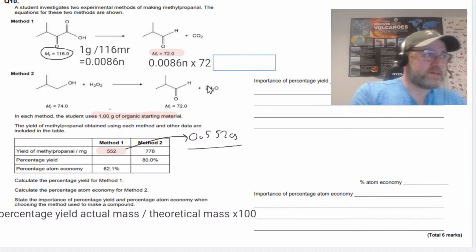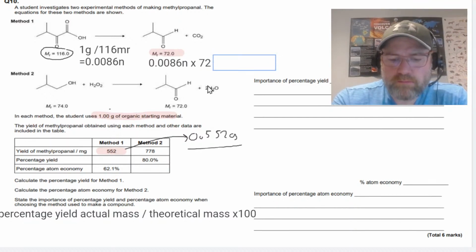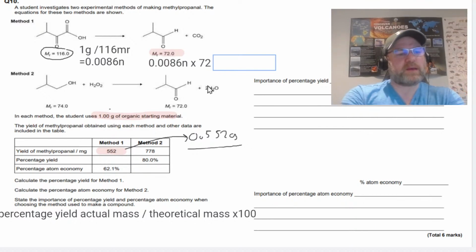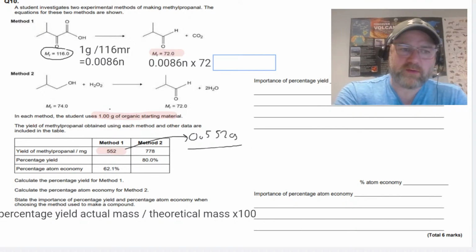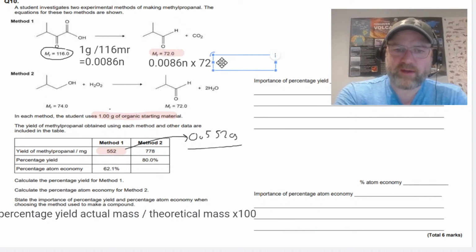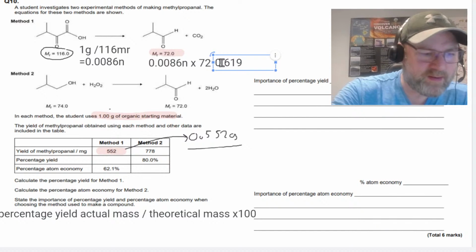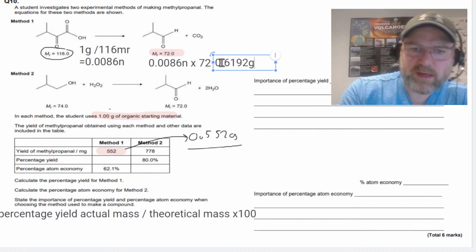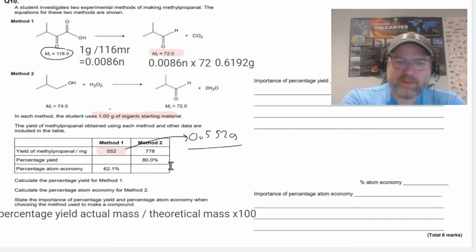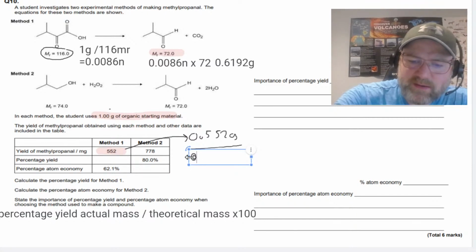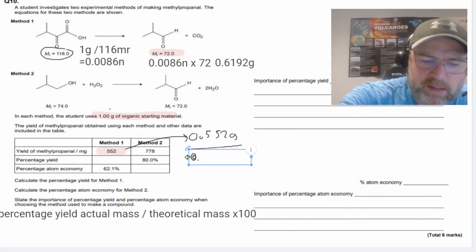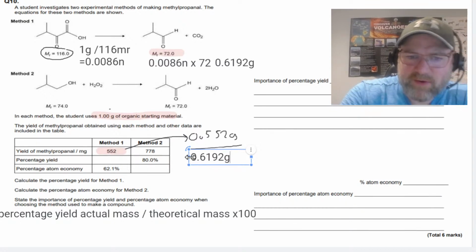So we go 0.0086 times 72, and the theoretical mass should have been 0.619 grams, roughly, 0.6192 grams. Okay, so now I'm going to move that theoretical mass down here, 0.6192 grams. You can see they've got quite a good yield here.